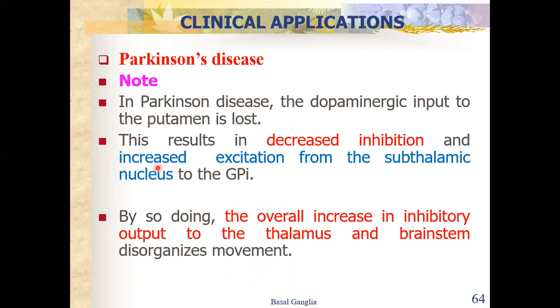Remember that the GPE is receiving inhibitory output from the D2 receptors of the putamen. By so doing, the overall increase in the inhibitory output to the thalamus and the brainstem disorganizes voluntary movement. So now you can get the circuitry from the previous slide that I showed you. The overall increase in the inhibitory output from the GPI to the thalamus, and also to the brainstem by way of the PPN, increases and disorganizes voluntary movement.